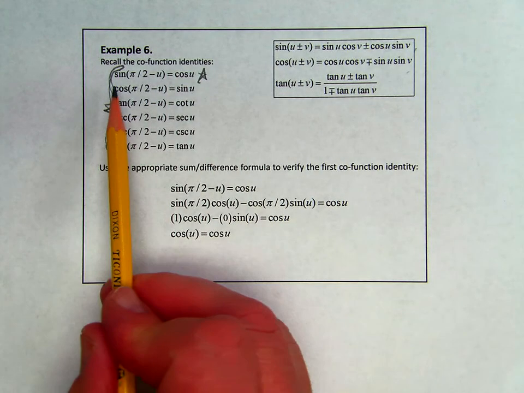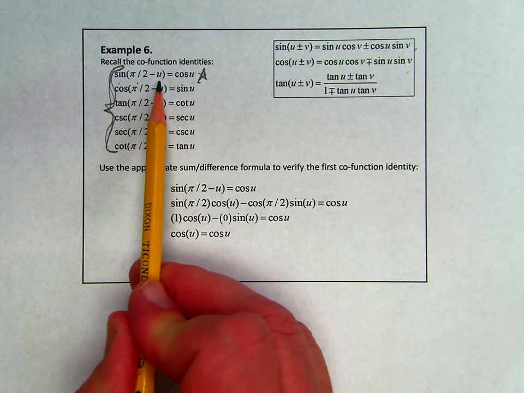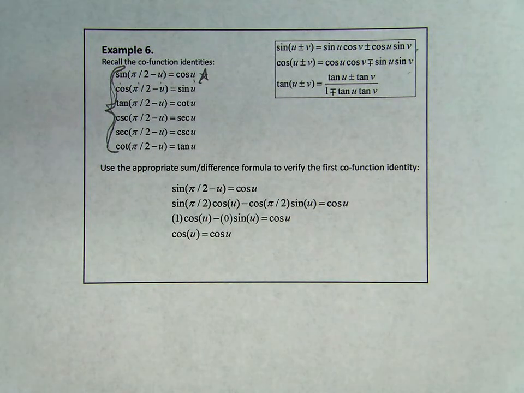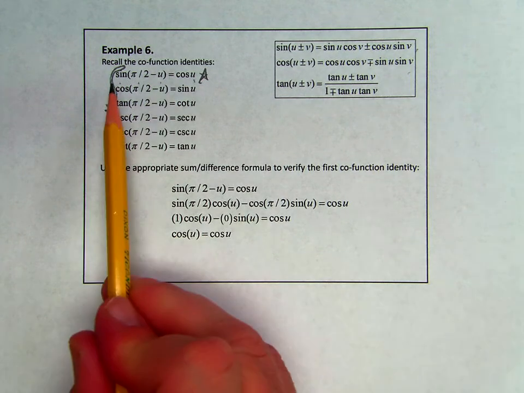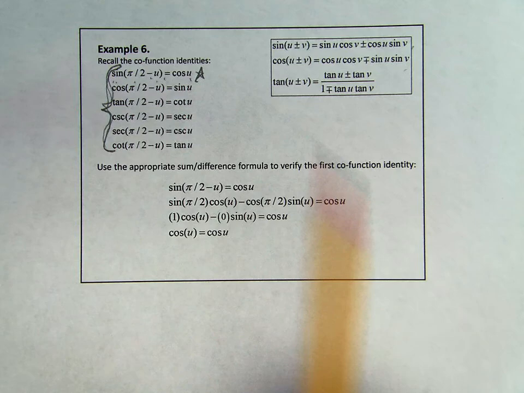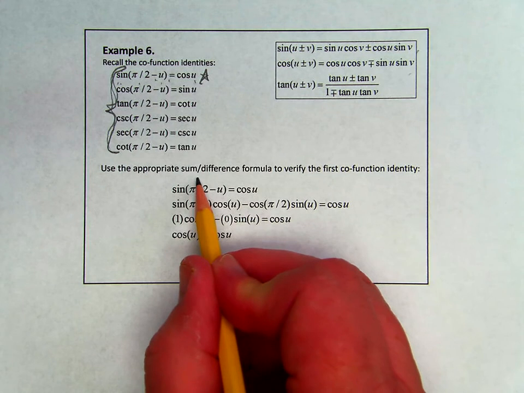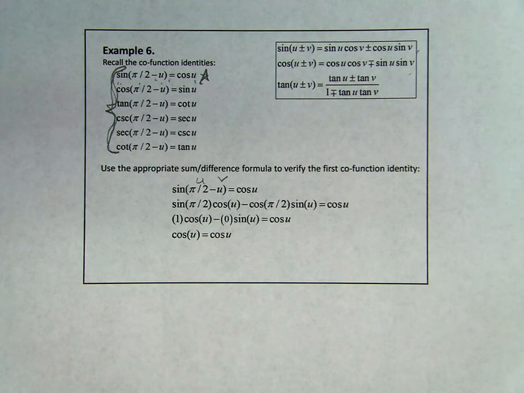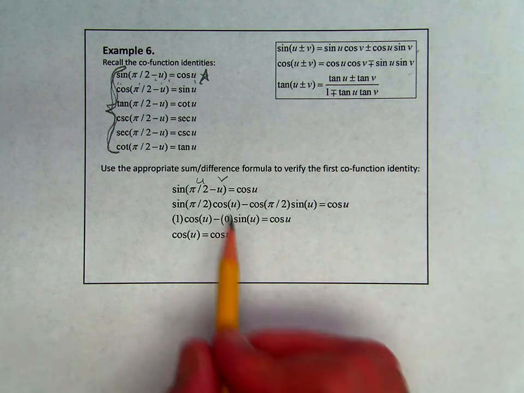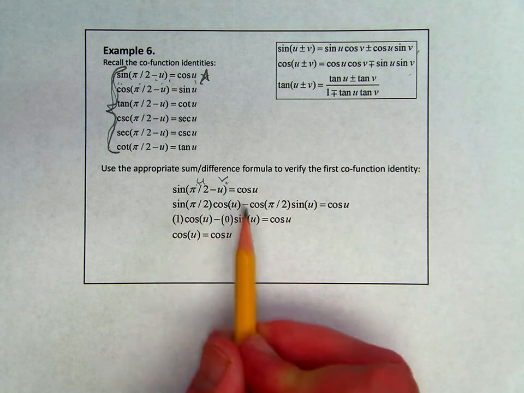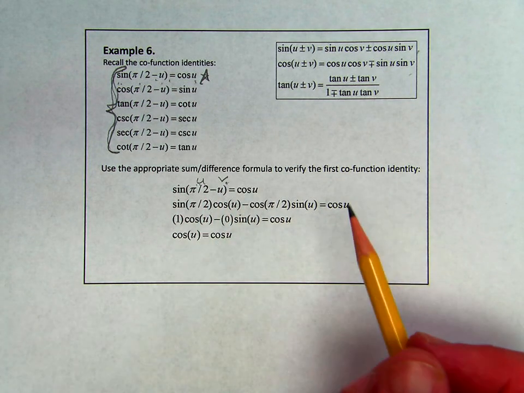We're going to verify that the sine of pi over 2 minus u does equal the cosine of u, and we're going to do it with the appropriate sum difference formula. So this is the sine difference formula. So that's our u, that's our v. So the u is actually in the v slot. And there's nothing magical about u and v. It could be x and y, it could be smiley face, sad face. It's the algebraic structure that's important.